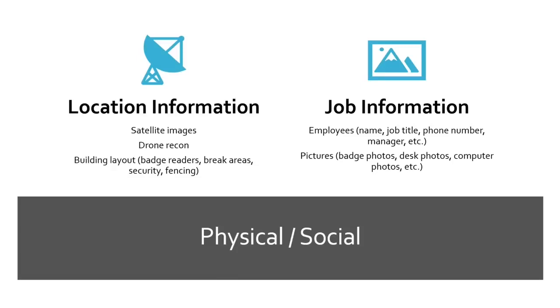So we have location information. We might utilize something like satellite images, or often we'll go on site and do drone reconnaissance where we fly a drone around and try to gain information. What we're really after with these images of this drone recon is we're trying to find out, hey, what does the building layout look like? Are there badge readers? Are there break areas? Does security exist? Do they have somebody posted out up front? Can you just walk right in the door? What does their fencing look like?